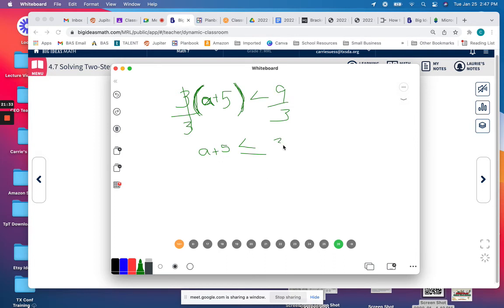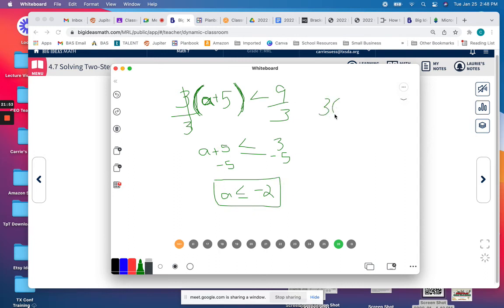9 divided by 3 is 3. Okay, and then you get a by itself by subtracting the 5. So then a would be less than negative 2. You would get the same answer no matter which way you solved it.